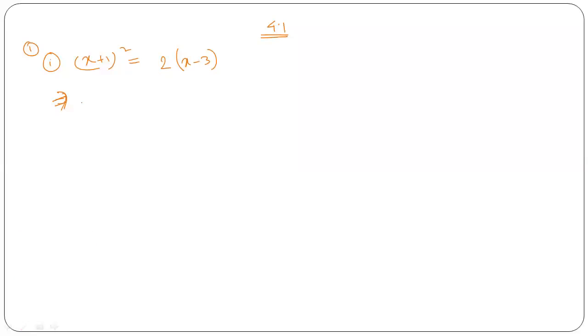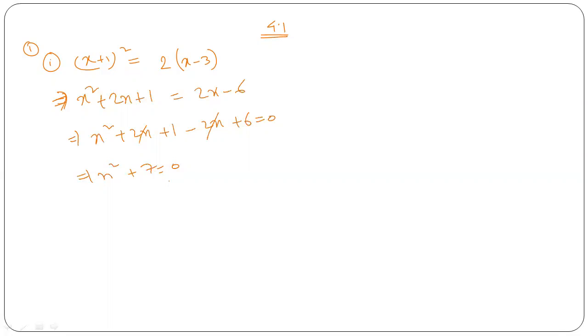Now you solve this, break this. x square plus 2x plus 1 equal to 2x minus 6. Now say this, the 2x and 2x will get cancelled, no? Yes. x square plus 2x plus 1 minus 2x plus 6 equal to 0. Now say, it will be x square plus 7 equal to 0. Now is it a quadratic equation? Yes. So write down.